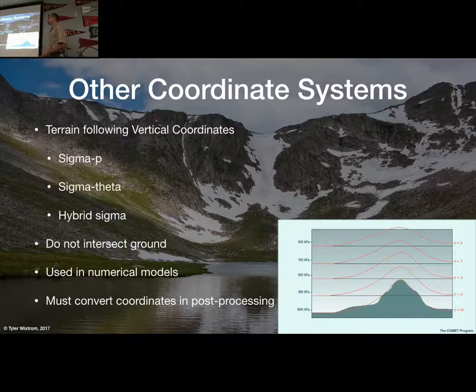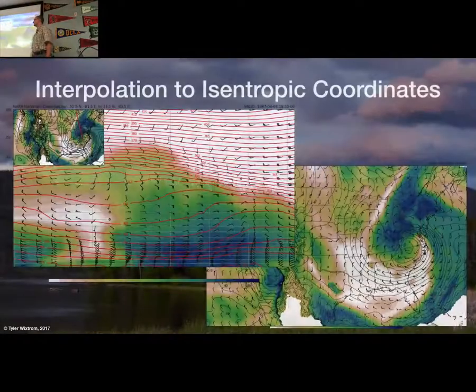Problem is, these aren't very intuitive or informative to forecasters, so you need to convert from sigma coordinates, terrain following coordinates, to something like isobaric or isentropic in post-processing in order for model data to really be very useful. So that's what we're trying to do.